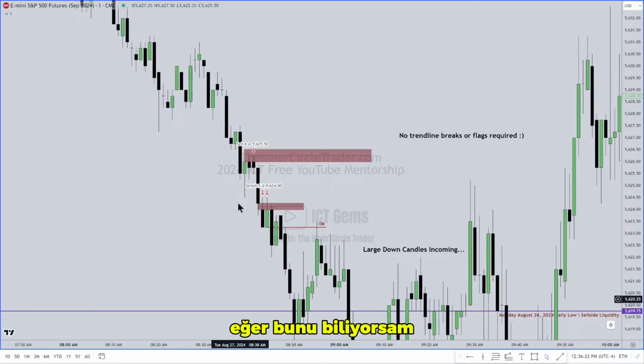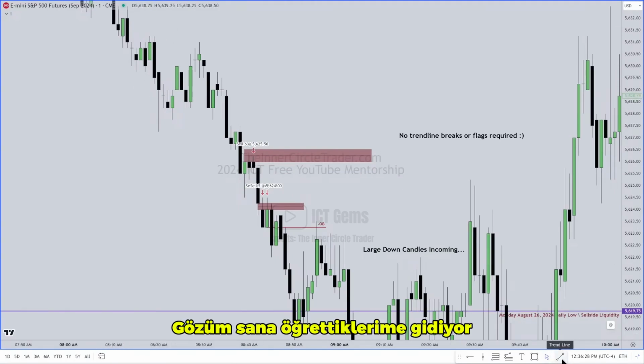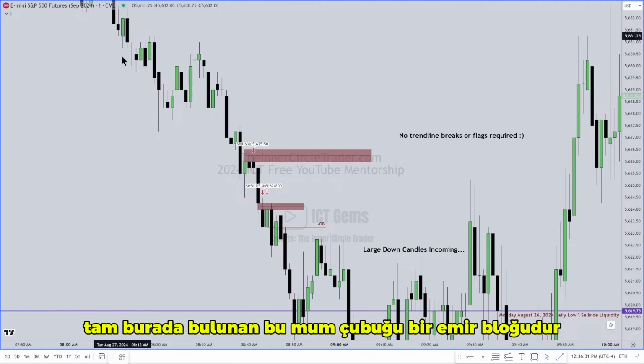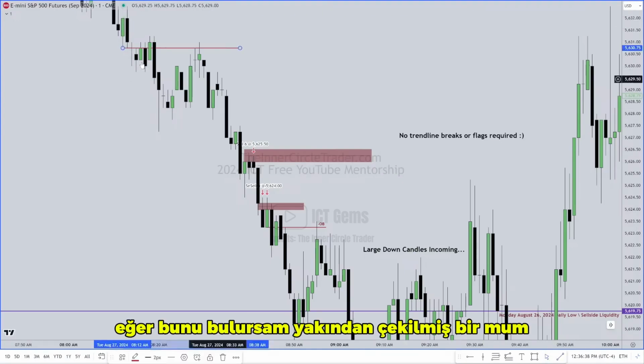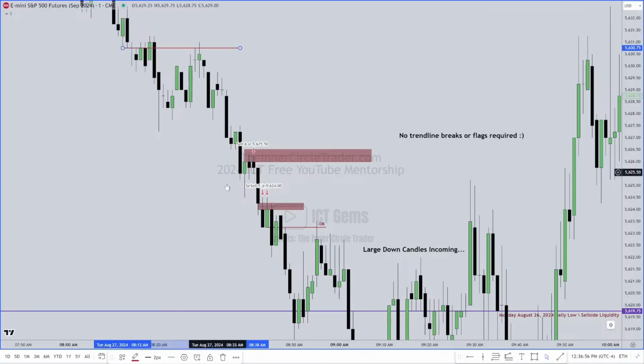So if I know that we're pretty uniform in the way we keep dropping, my eye goes to what I teach you. This candlestick right here is an order block. It's an up close candle. If I find that, and then every successive subsequent candle after that to the right as it's forming, as we move away from it, if it comes back up into this candlestick, is it able to overtake half of this candlestick?